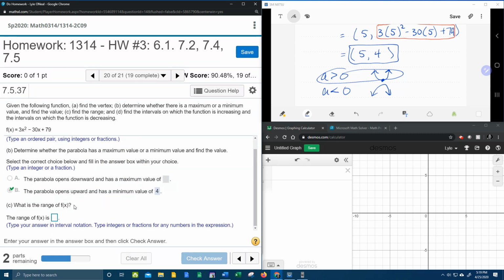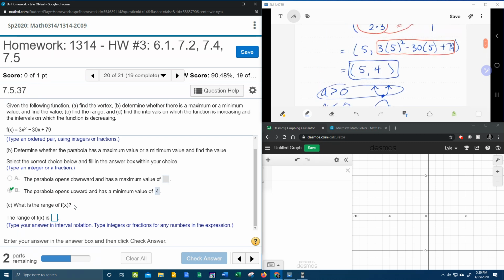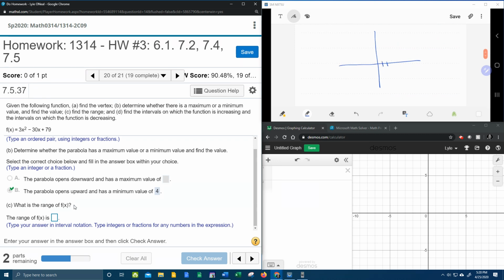What is the range? Okay, well, if we come over here to our window and we know that our parabola opens up, let's just sketch a quick graph, okay? We know the vertex is at 5, 4. One, two, three, four, five. One, two, three, four. And we know that our parabola opens up. The range, remember, the range are the values that y can be. And that always goes from bottom to top. So we see the lowest value that y can be is 4.